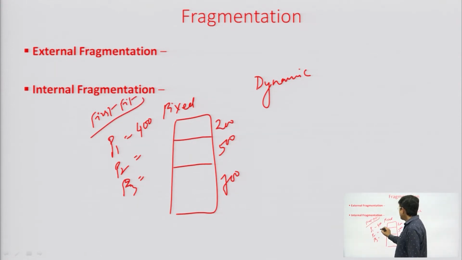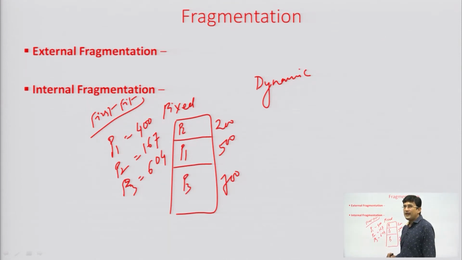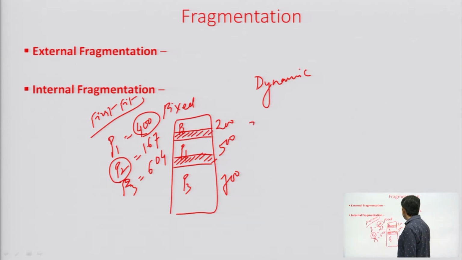P2 is of size, let us say, 167 kb and P3 is of size, let us say, 604. So, P1 will be accommodated here, P2 will be accommodated here and P3 will be accommodated here. By accommodation of P1 of size 400, there will be a fragmentation of 100 size in this partition. Similarly, for accommodation of P2 in this memory, there will be a fragmentation of 33.